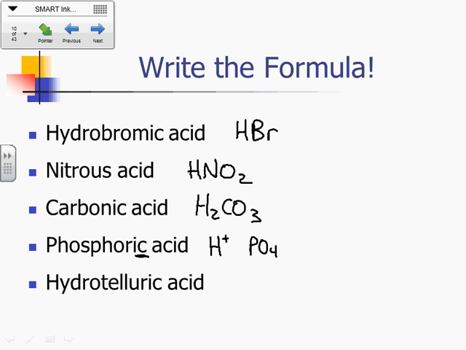So we know we have our H plus. We've got PO4 3 minus. So when we write the formula for that, it's going to be H3PO4. You crisscross.